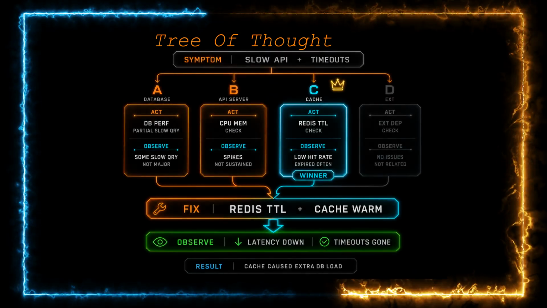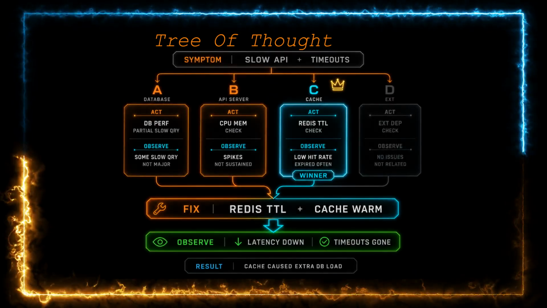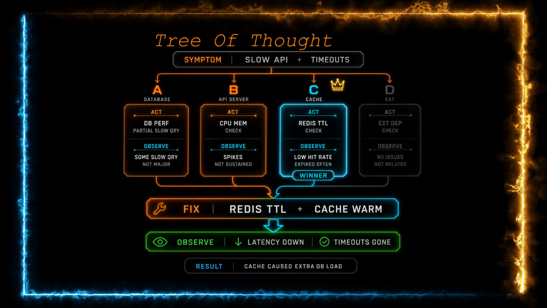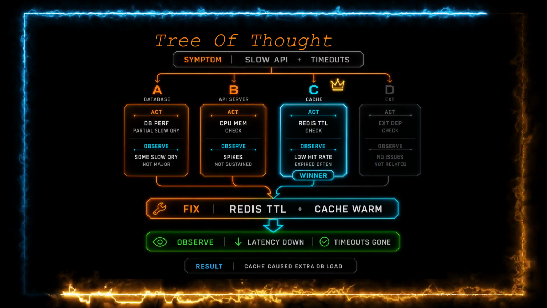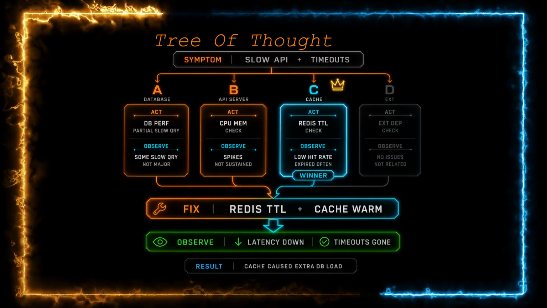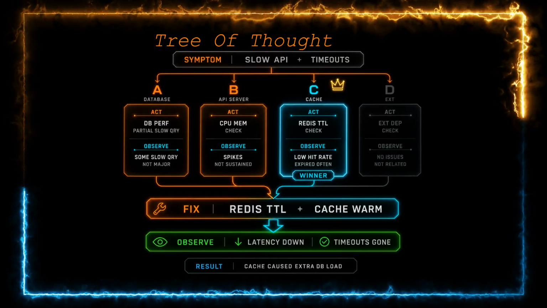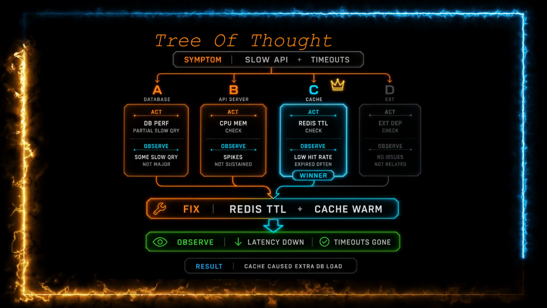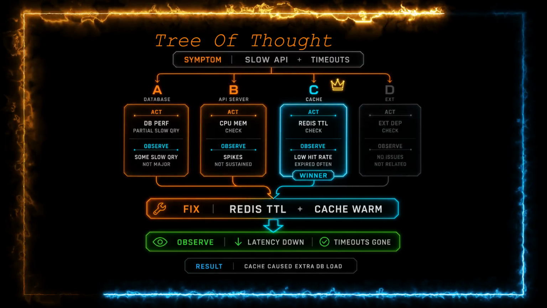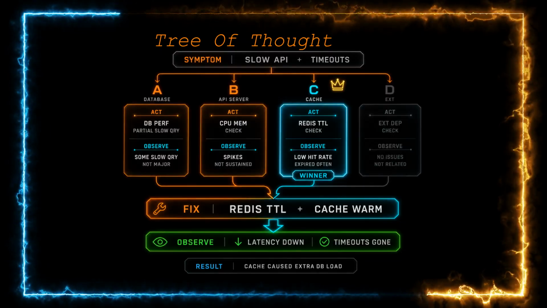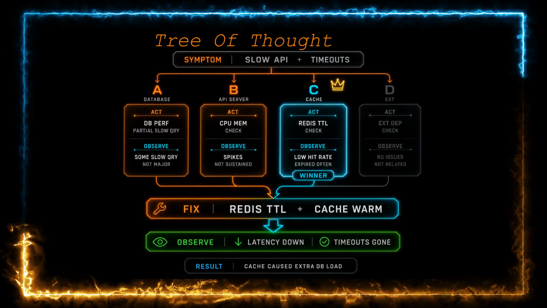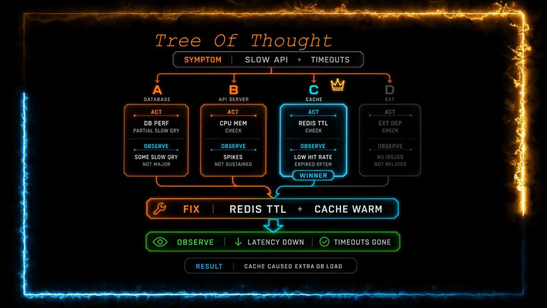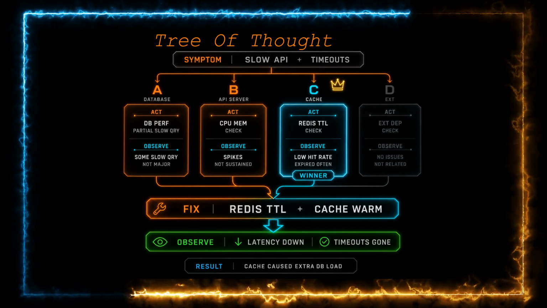Example: my production API is slow and sometimes times out. Find the cause. Generate options. Branch A, database bottleneck. Branch B, API server overload. Branch C, cache misconfiguration. Branch D, external service latency. Evaluate options. Branch A, act: check DB query performance. Observe: some queries are slow, but not all requests affected. Branch B, act: check server CPU and memory. Observe: CPU spikes during traffic peaks.